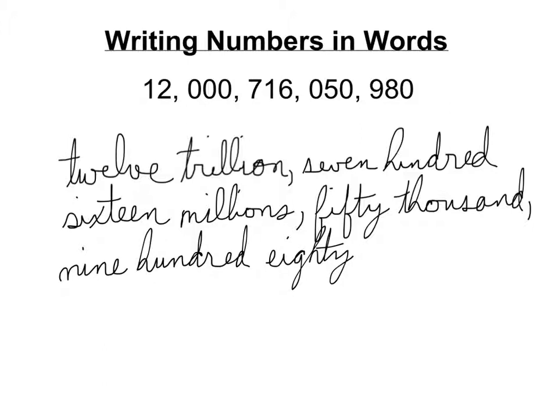So to summarize, to write a number in words, you write the number in that group followed by the group name. 12 trillion, 716 million, 50,000, 980. And I just saw I have a little typo in here. That should just be million there.